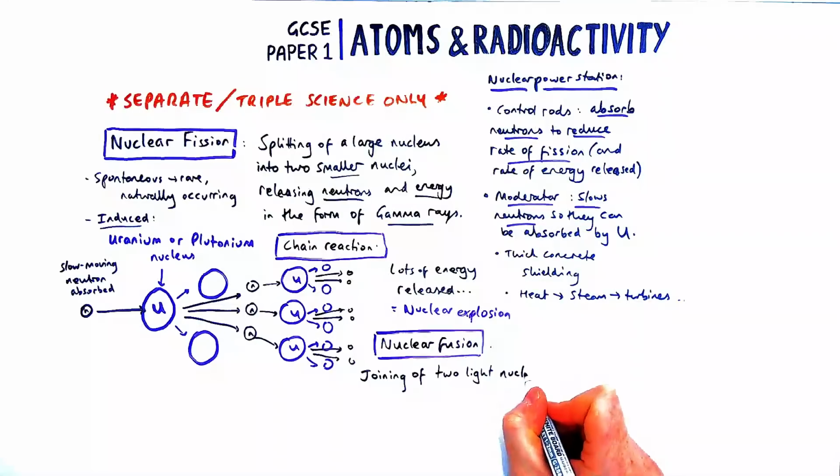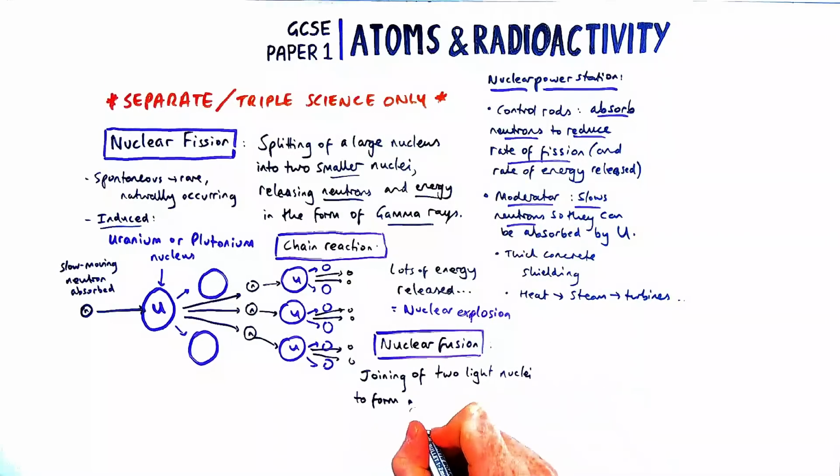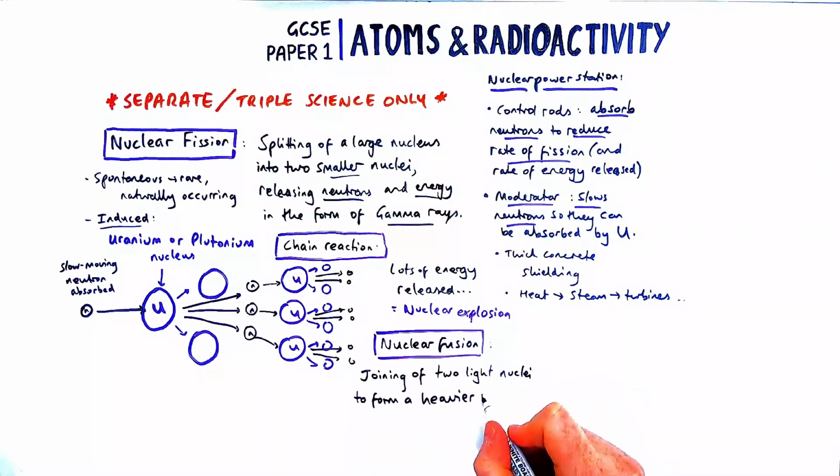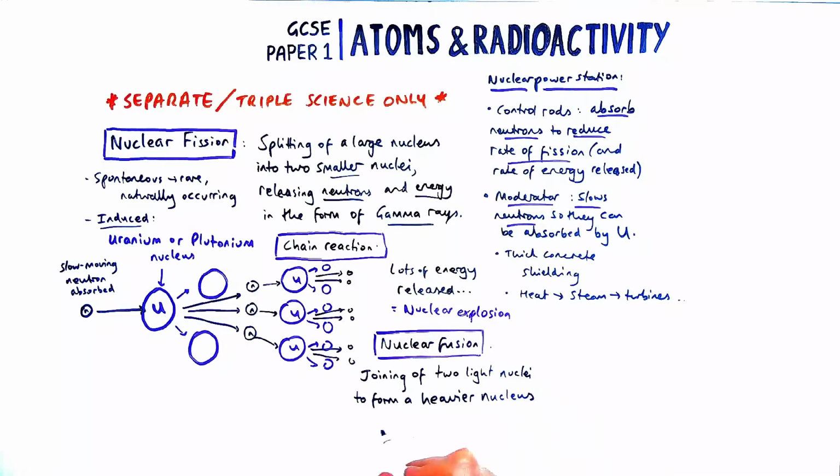Nuclear fusion, on the other hand, is the opposite process. Fusion is the joining together of 2 light nuclei to form a heavier nucleus. And as that happens, a small amount of mass is converted into energy. This is given by the equation E equals mc squared, which isn't on the GCSE spec, but sort of helps explain how those two things are linked.